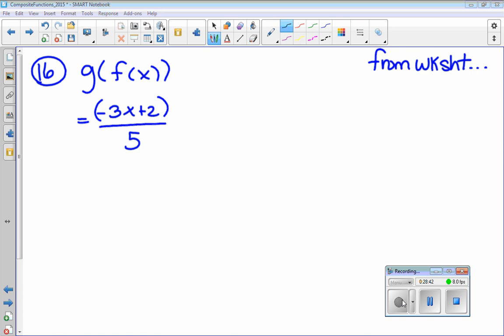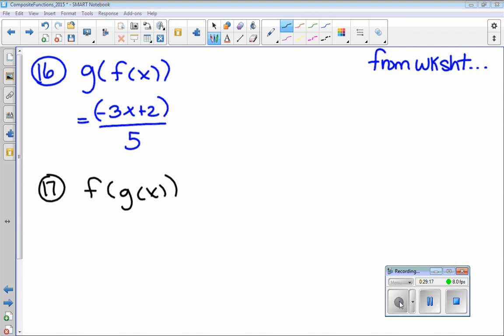All right, let's look at 17. We want f of g of x this time. I think y'all can do this. Put your parentheses wherever you see the x, and start with your f. Look at your f of x. Notice there's a negative in front of the 3. Don't forget that. It's not multiply. Remember, it's composition.